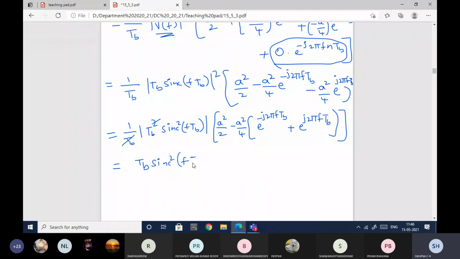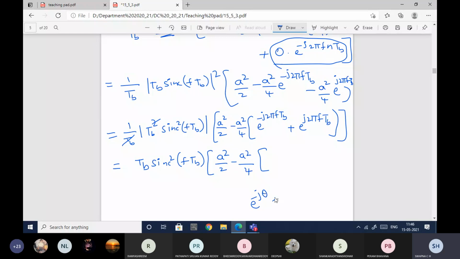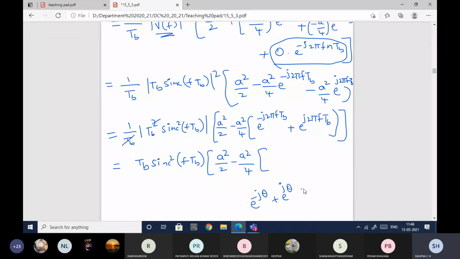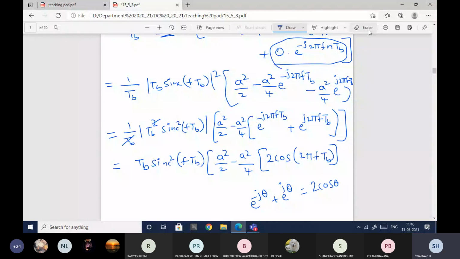squared f Tb into A squared by 2 minus A squared by 4, e power j theta, e power minus j theta plus e power j theta, can be represented as 2 cos theta. So here I can write 2 cos theta. In place of theta, you have 2 pi f Tb. Let me erase this.